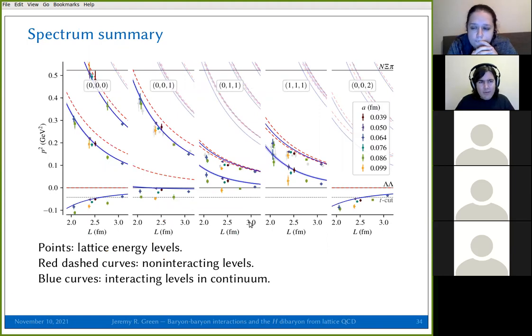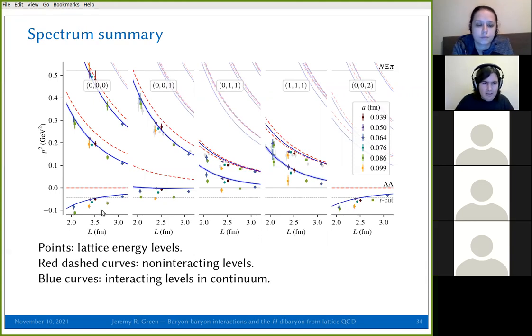So here's the summary of all the data. What I'm showing is the p squared, which corresponds to the energy of a particular energy level, versus L, and we have the rest frame here, and 4 additional moving frames. And here, these red dashed curves are what we would get if there were no interaction. So all the points are displaced from the red dashed curves because there is some interaction. And these blue curves are based on fits. This is what I expect the data should be for 0 lattice spacing. And finally, these points, of course, are the lattice data.